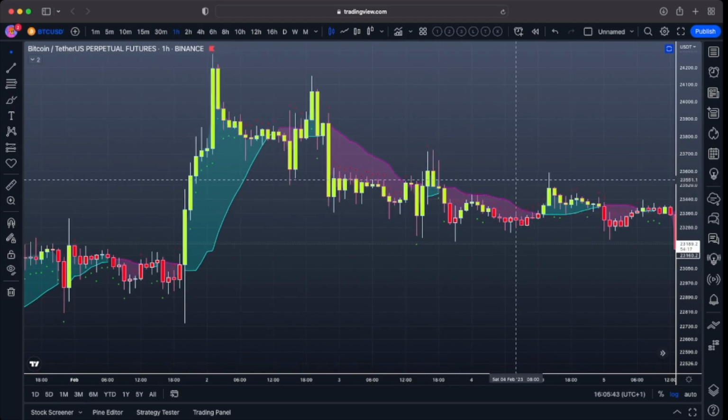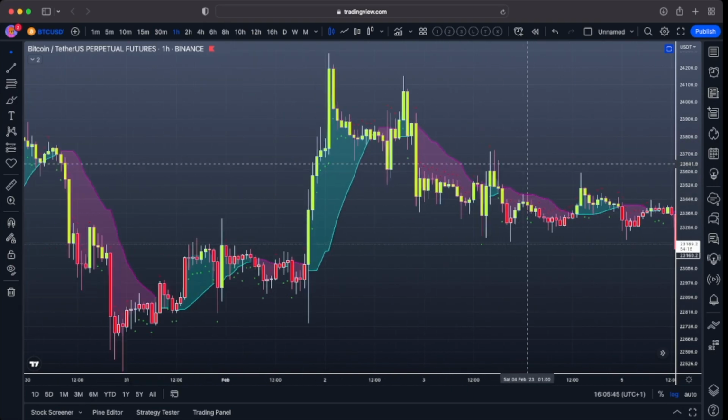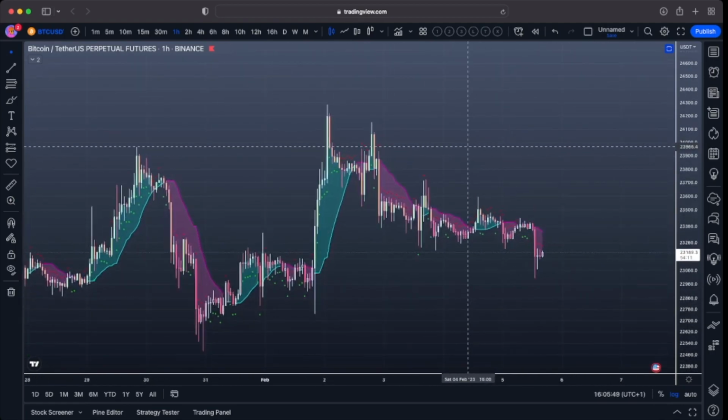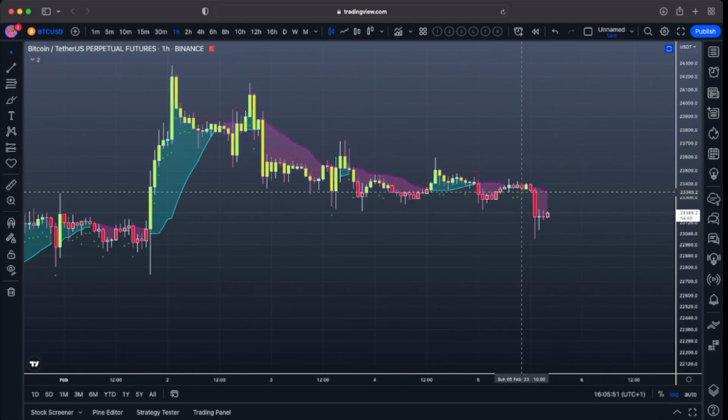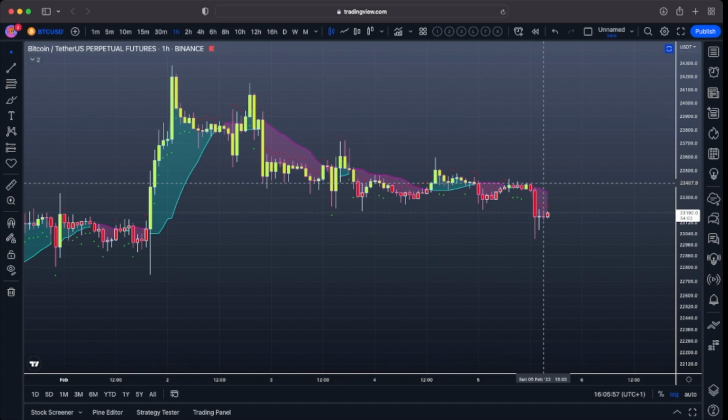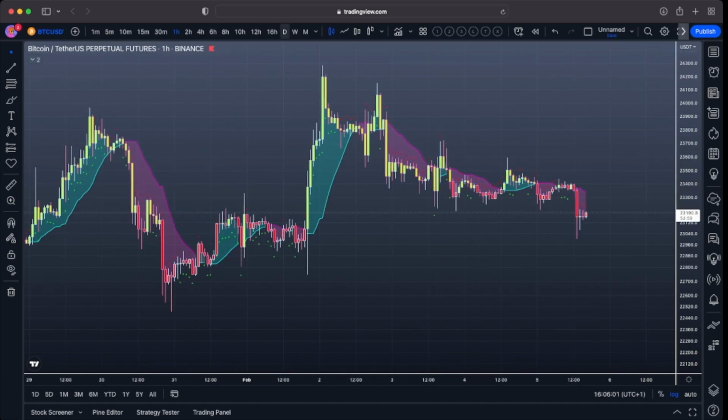So this is the basics, how it works, what to look for in these conditions. Here we had again a bit of chop, but the majority of the candles are red, and we had another pullback to the downside.